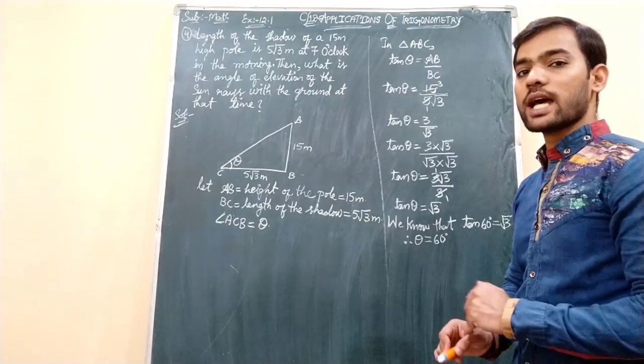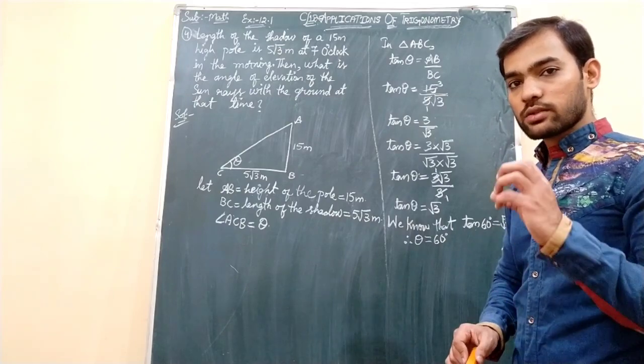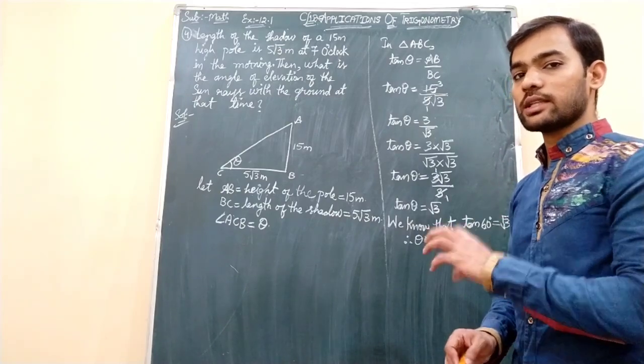In a hurry, don't write theta as tan 60. Tan is not an angle. So theta is the only angle. So theta value is 60 degrees we got.